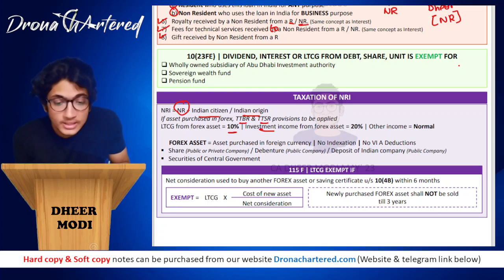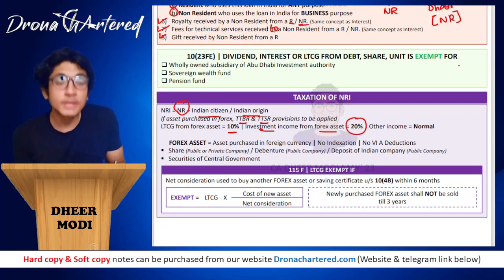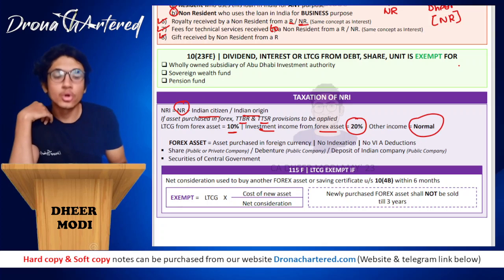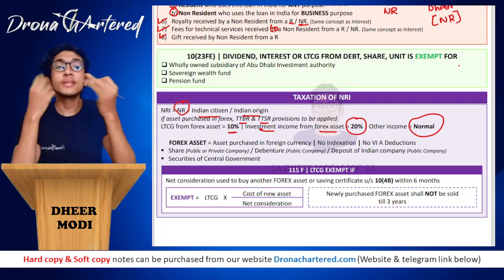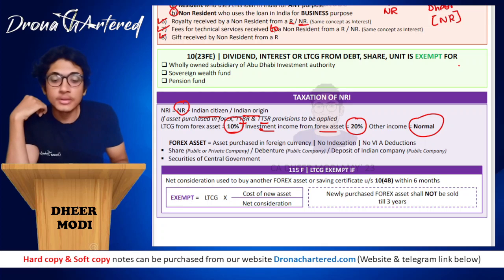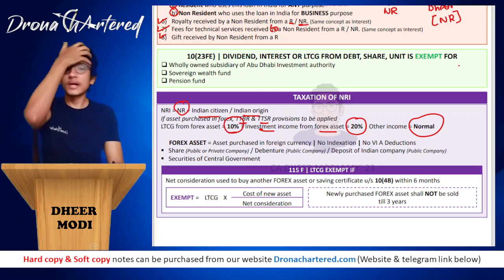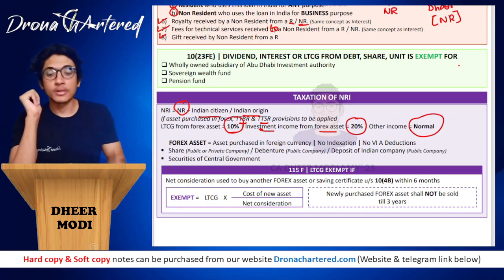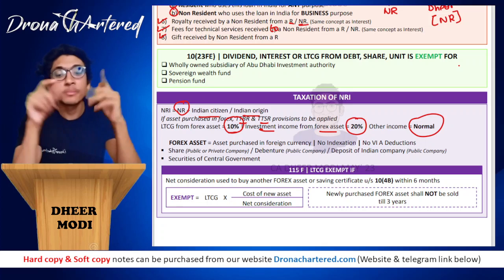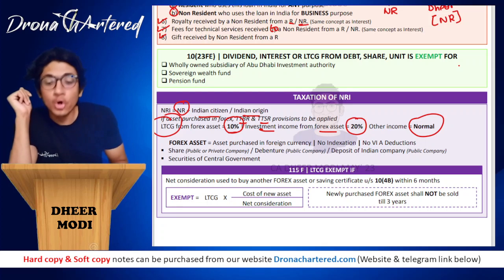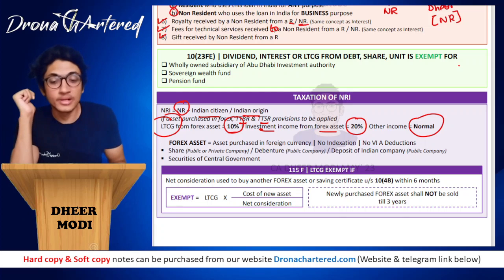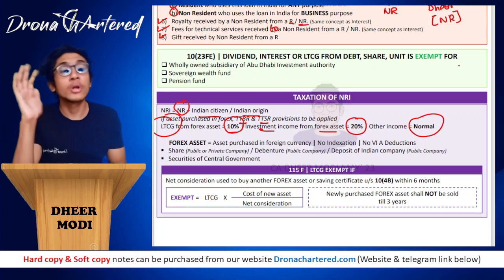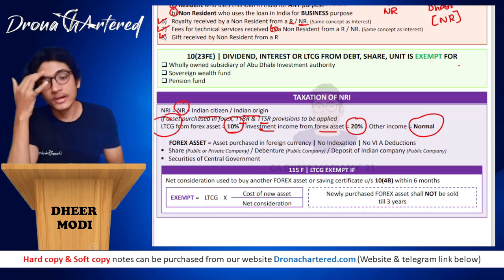Any investment income from your forex asset will be taxed at 20%, and all other income will be taxed at your normal percentage. So you have to understand that any LTCG will be taxed at 10%, and any income that you derive from that asset will be taxed at 20%. So if you sell the asset, it will be taxed at 10%, provided it is your long-term capital gain, not a short-term capital gain. Okay. So LTCG taxable at 10%, income taxable at 20%, all other income taxable at your normal rates.